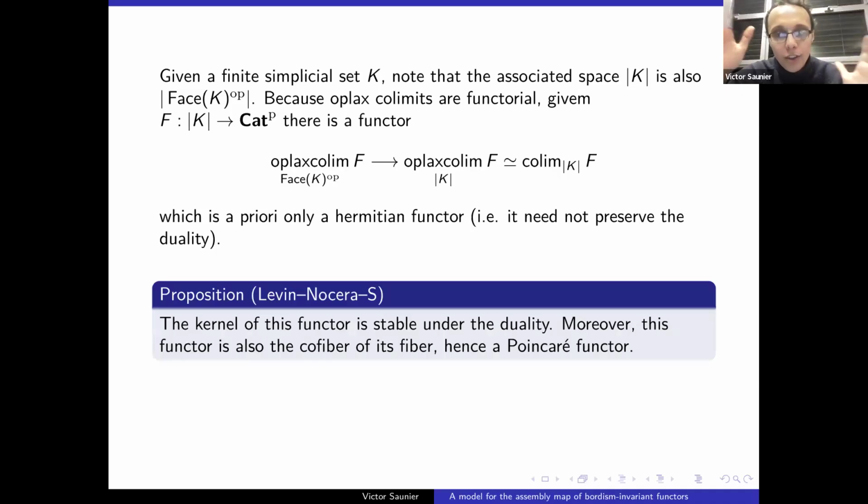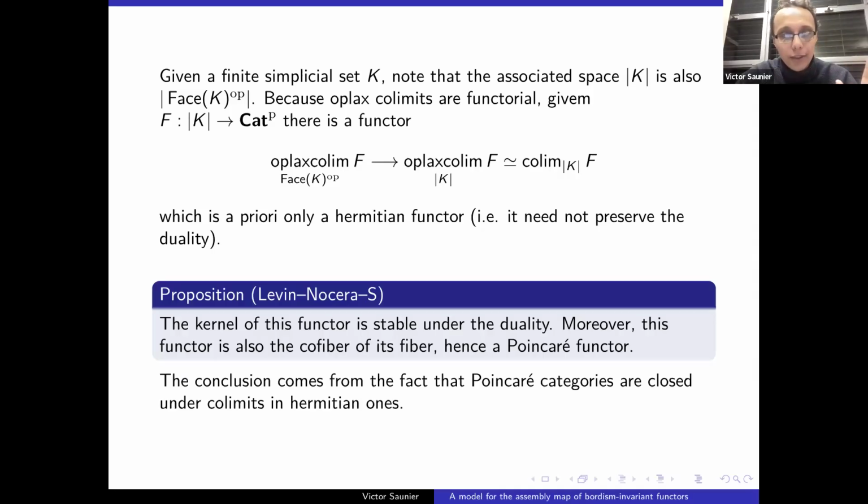It doesn't have to preserve the duality, but it so happens that the kernel of this functor is always stable under the duality. And now this functor is not any functor, it's the cofiber of its fiber. A different way of saying this, which is a bit more concrete, is that this functor is a localization, and the kappa at the target, the quadratic functor, is left Kan extended along the inclusion of this to this. This formally implies that this functor is a Poincare functor.